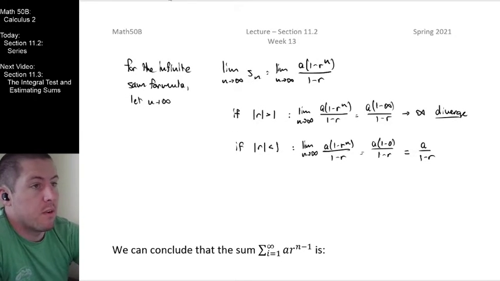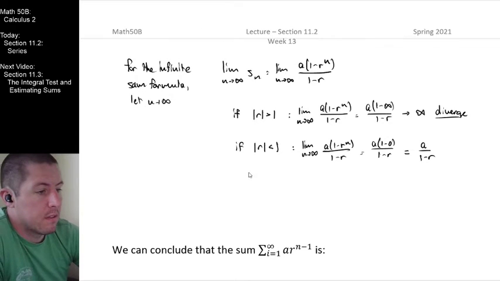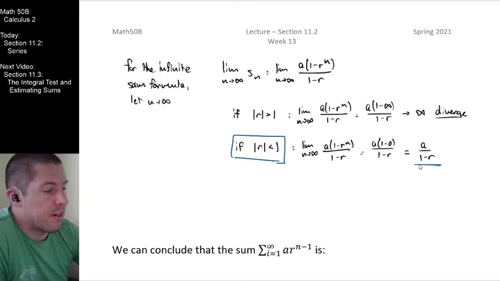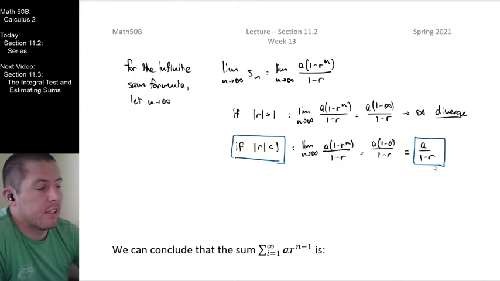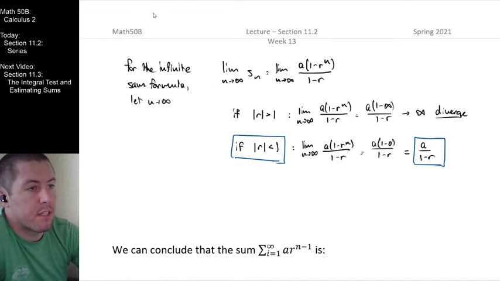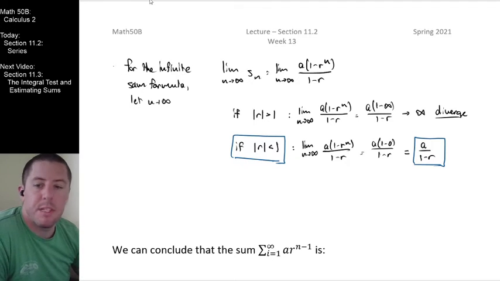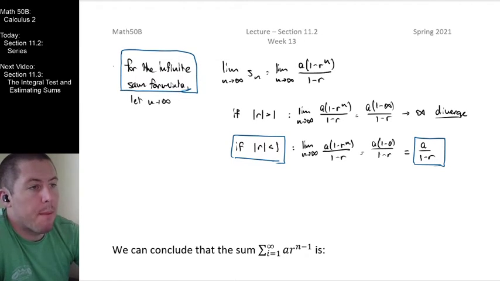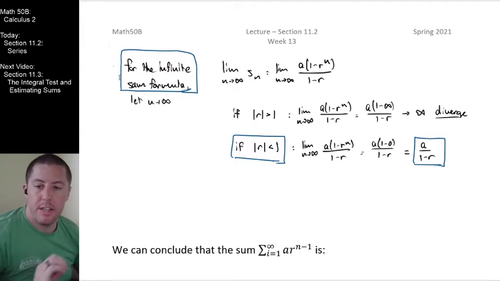If the size of r is less than 1, then our geometric series value is literally just a over 1 minus r for the sum of the infinite number of terms. So for the infinite sum formula right here, you need to know that our common ratio needs to be less than 1, because otherwise our series is growing.